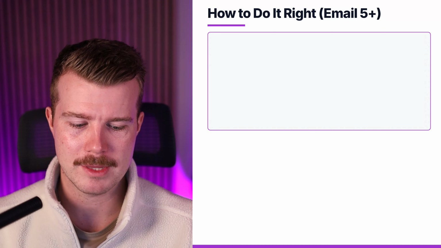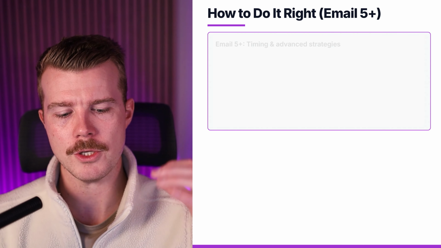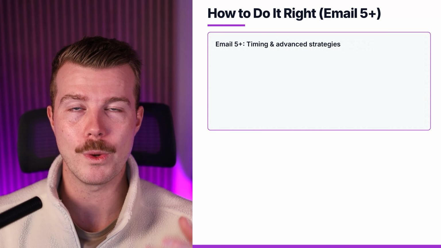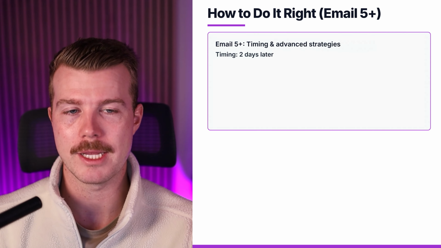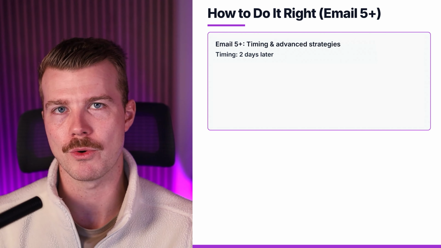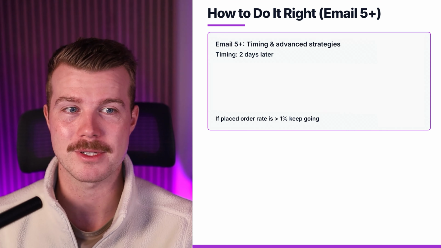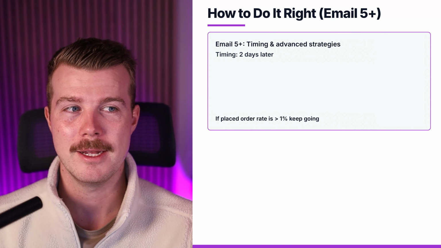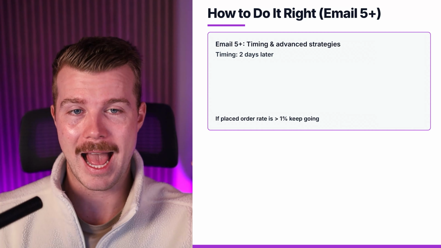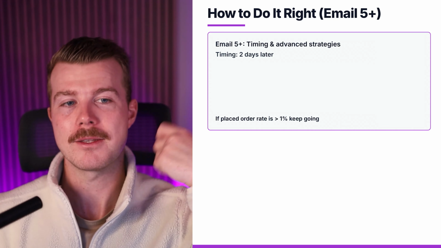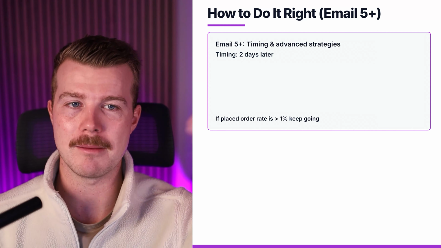Email 5. Now, this is where things can get really interesting. Usually our benchmark, what we look for if we're going to add on more emails to a flow, is our placed order rate above 1%. If your placed order rate on email 4 is above 1%, sometimes we'll get 2 or 3%, that's great. Keep going, right? Add on email 5, add on email 6, add on email 7, email 8, email 9, whatever it is.